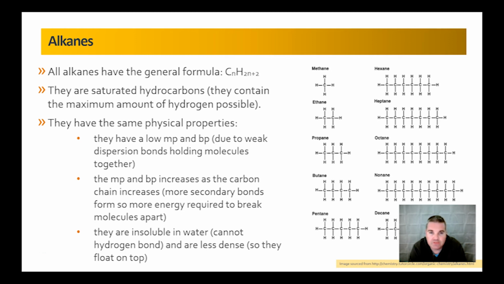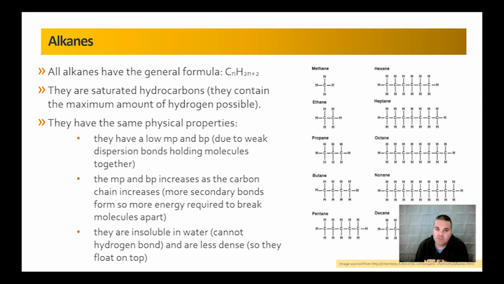So all alkanes have the general formula CnH2n+2. You can see them here: methane, ethane, and so on, 1, 2, 3, 4, 5, 6, 7, 8, 9, 10. As I said, you need to know up to 8 carbon atoms, so you need to know up to octane. All right. They're all what we call saturated hydrocarbons. That means they contain the maximum amount of hydrogen possible.